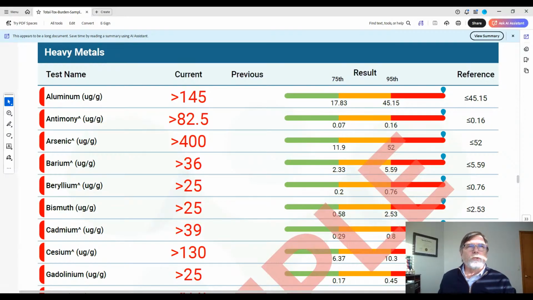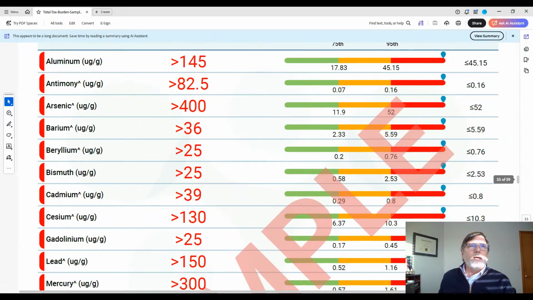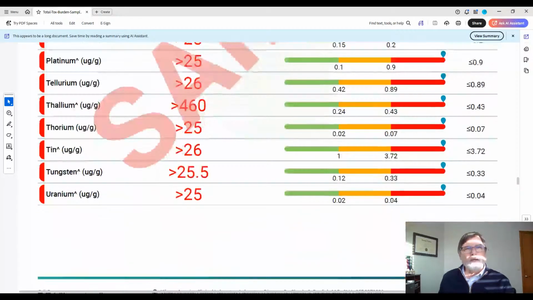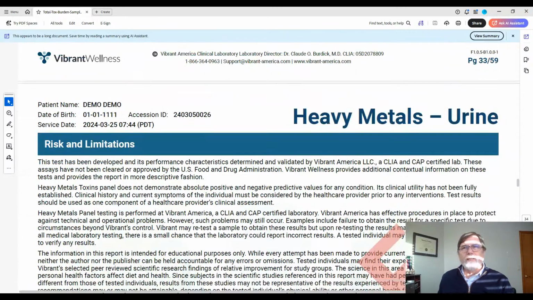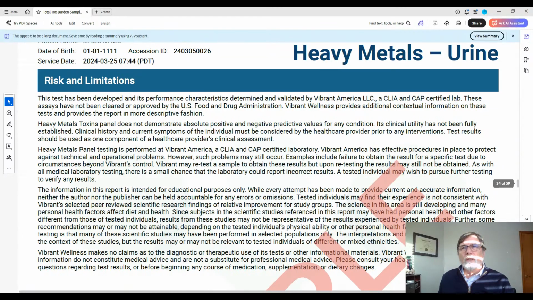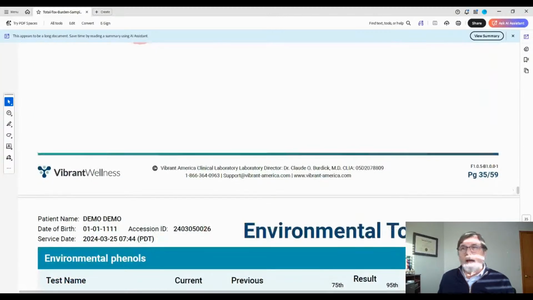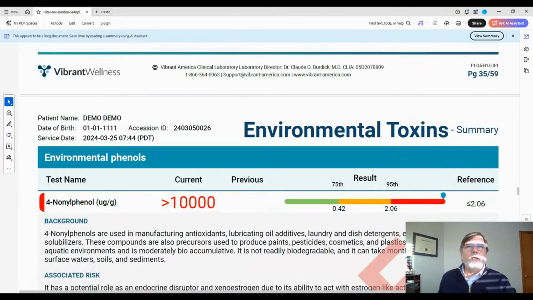I just want to show you that they're checking for aluminum, antimony, arsenic, cadmium, lead, mercury, all of these bad things all the way down to uranium. So then the next thing in this test is the environmental toxins, also called persistent organic pollutants, or POPs. So again, because this is the high demonstrator, every single environmental toxin is going to be in the summary. Normally it wouldn't be. Normally there'd be 3 or 4 or 5 or whatever.